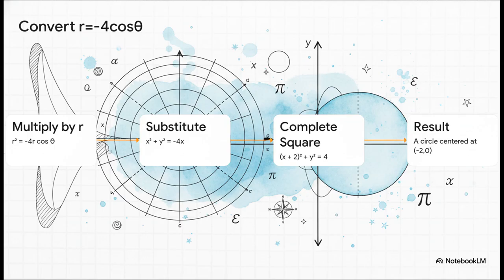Let's convert r equals -4 cosine theta. We're going to use our little trick again and multiply by r. That gives us r squared on one side and -4r cosine theta on the other. We know what those are. We substitute them in, complete the square, and look at that. It's another circle, this time with a radius of 2, centered at -2, 0.